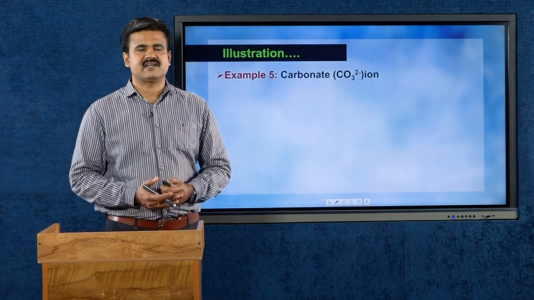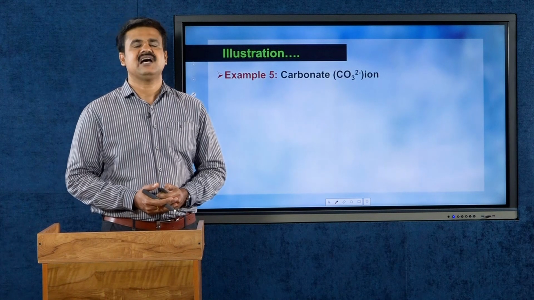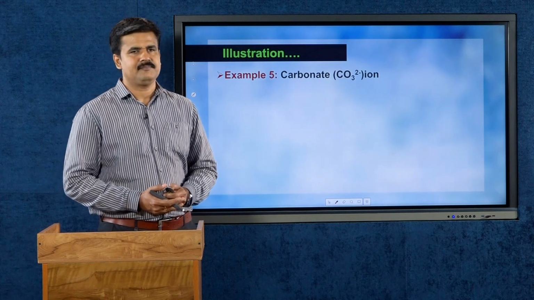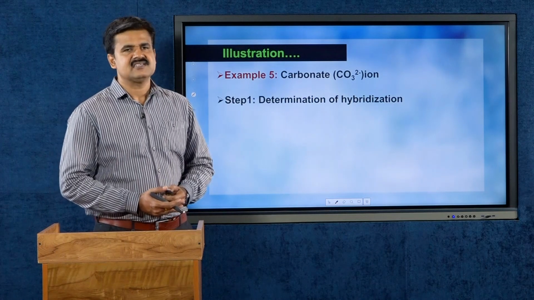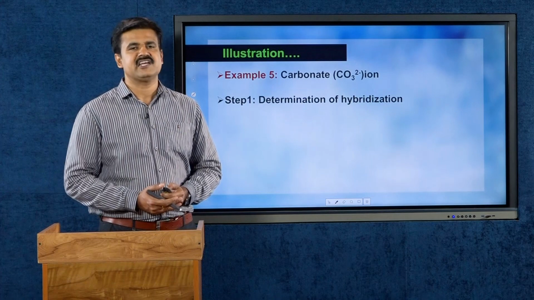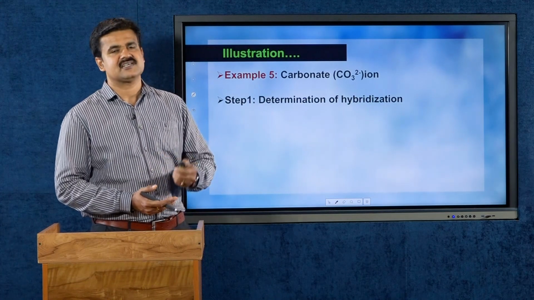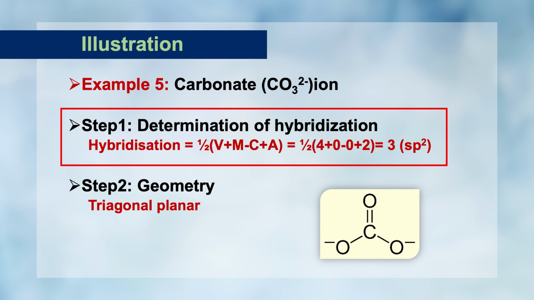Now, we are taking the carbonate ion, CO3 2 minus, as a representative example. Here, we are going to determine the hybridization first. The central atom is carbon, 4 valence electrons are present, no monovalent atom, cationic charge is 0, anionic charge is 2. On simple substitution, you can arrive at the hybridization as sp2. So, the carbonate anion shows sp2 hybridization with respect to the central atom carbon.